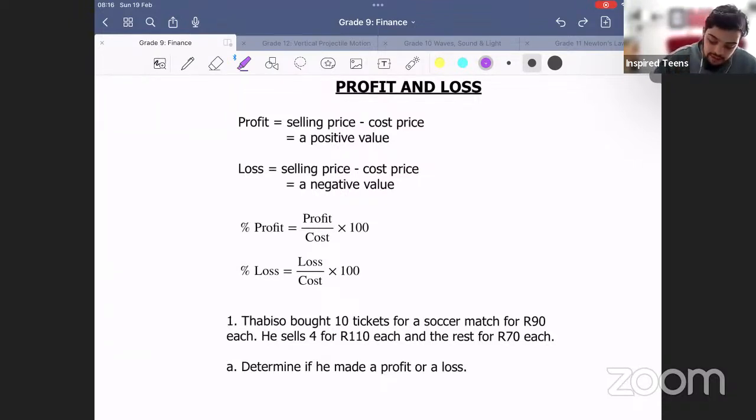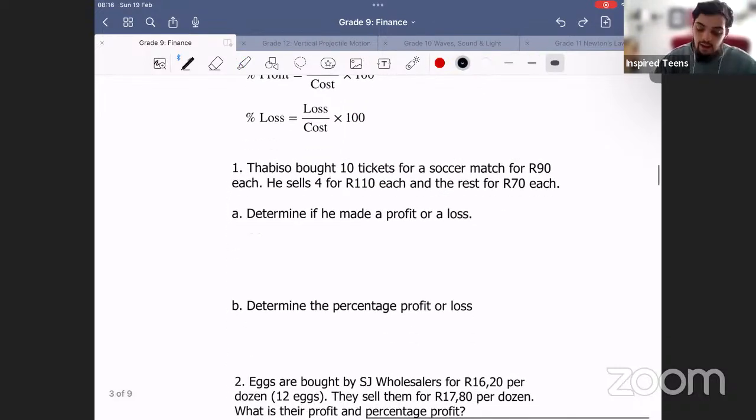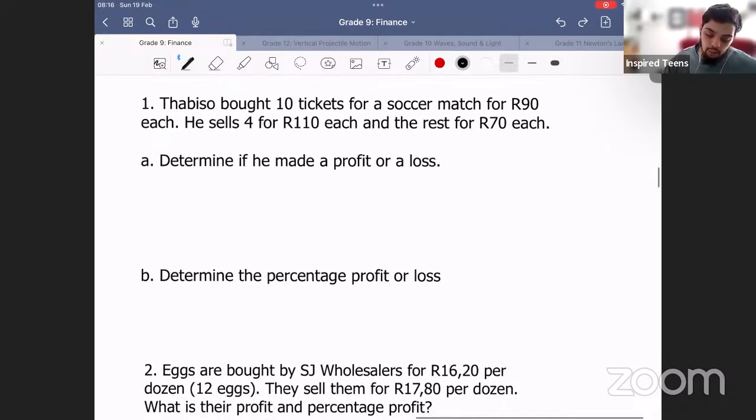If you want to calculate what percentage profit it is, it's profit over cost times 100. If you want to calculate the percentage loss, it's loss over cost times 100. It's just basically percentage, now related to finance. Tabiso bought 10 tickets for a soccer match for 90 Rand each. He sells 4 for 110 each and the rest for 70 Rand each. Determine if he made a profit or a loss.